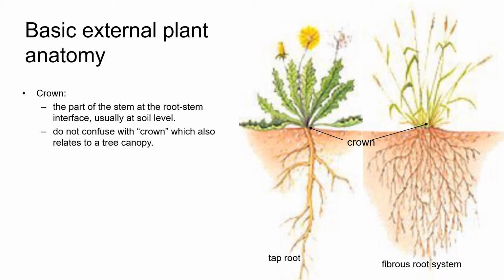The crown refers to the area at the base of the stem that forms the root-stem interface. It's usually right at soil level, so here and here, and is basically where the roots and stems are joined. When we're transplanting plants, it's really important that the crown stay at the soil or substrate surface and that we don't bury it or plant it too deeply. The plant can rot if the crown is buried.